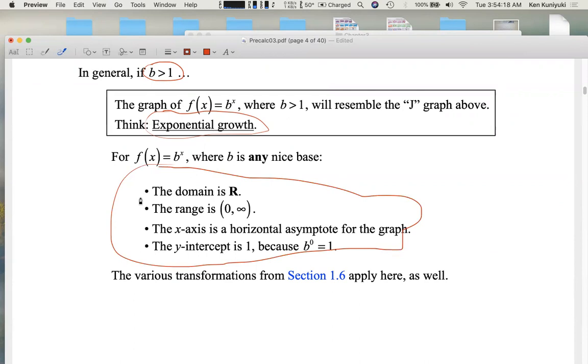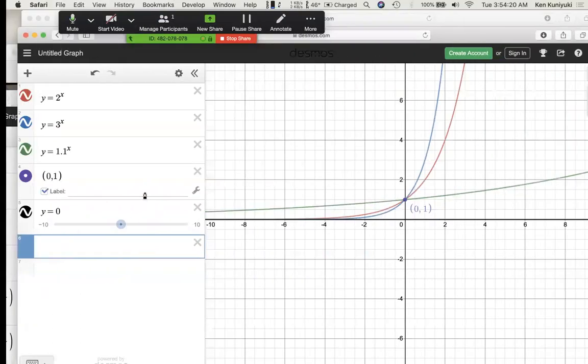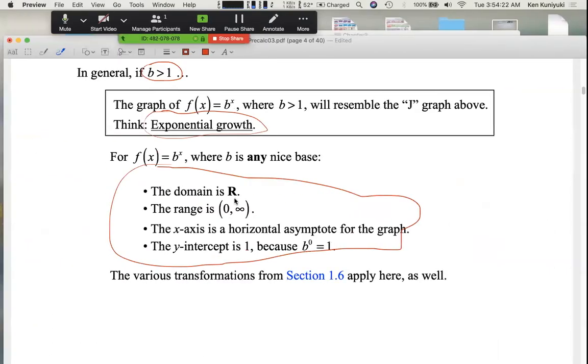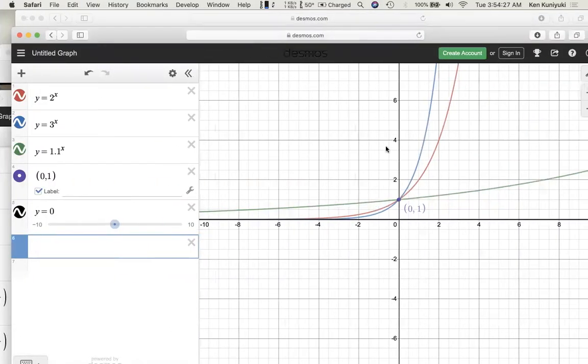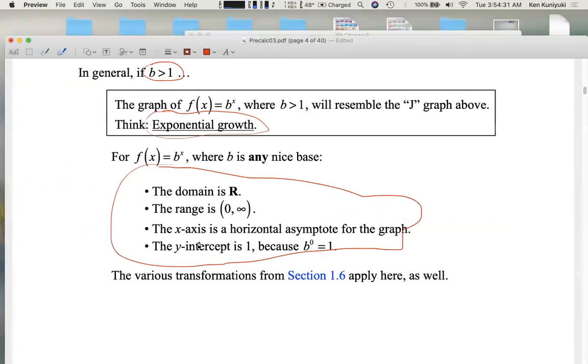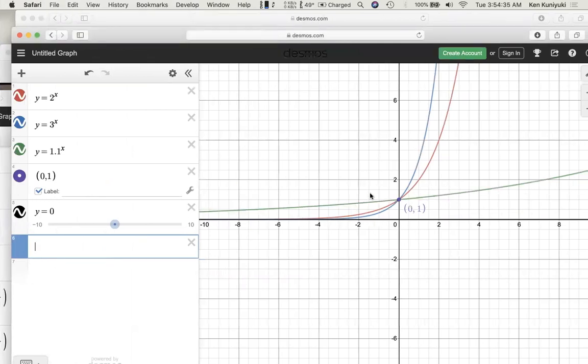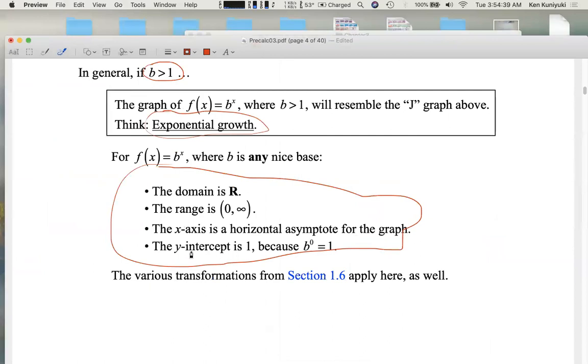Okay, so the domain is all reals, right? We get all real numbers as x-coordinates. The range is the positive reals, okay? The y-coordinates we get are the positive reals. The x-axis is an HA. It's a line that these graphs approach, and it turns out they never touch. That's why 0 is not in the range.